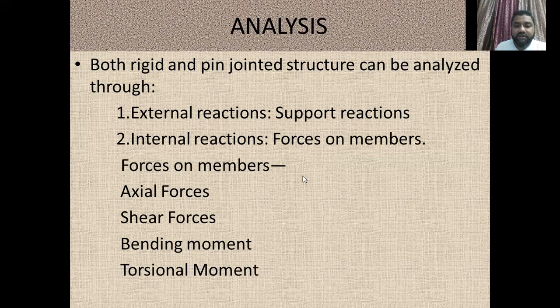Now, there is a single member. The single member may have axial force, shear force, and may have a combination of all these. That we will see one by one. So in today's lecture, I am going to discuss the external reactions, that is the support reactions.